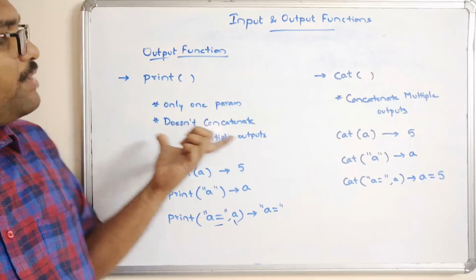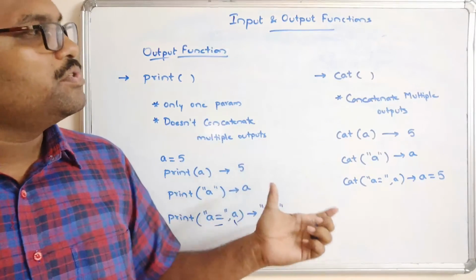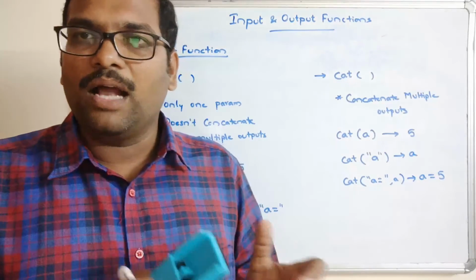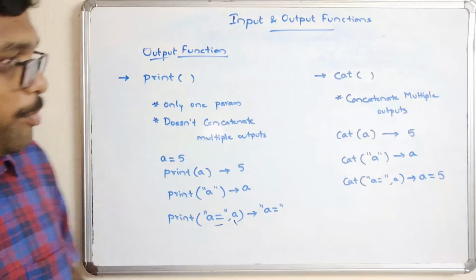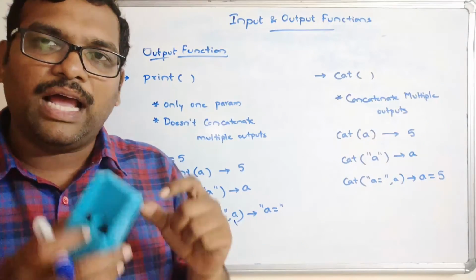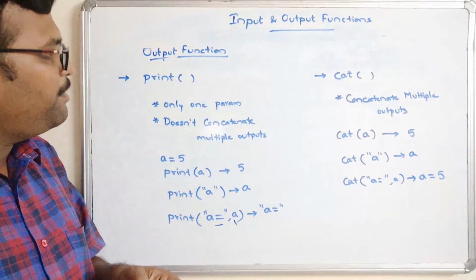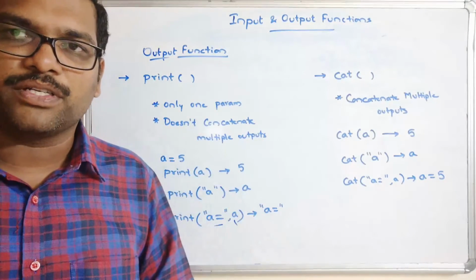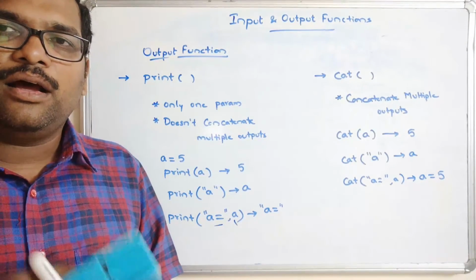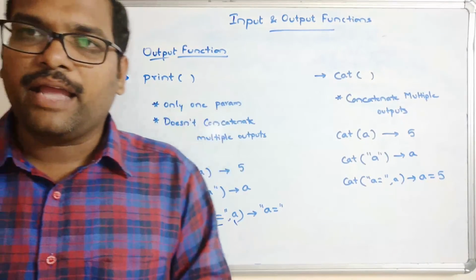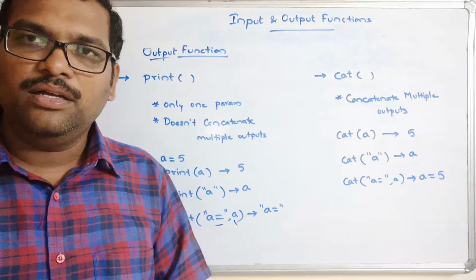So these are the different output functions we can use to display the output on the screen in R programming, right? So hope you understood the syntax. Now let us move on to RStudio. I'll explain by implementing all these four functions, input functions and output functions: readline, scan, print and cat. So let's move on to the system.